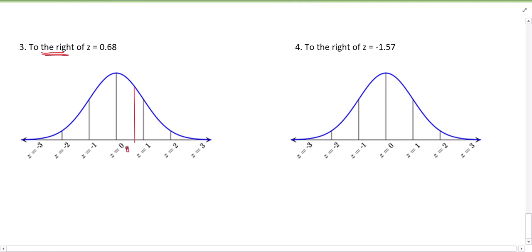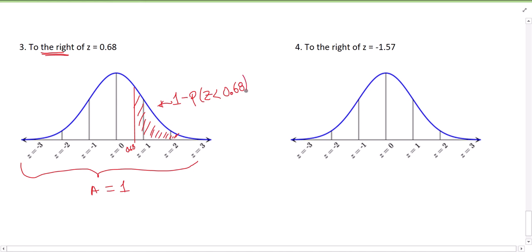So let's say 0.68 is over here. And so now we want the area to the right. Now this is where we're going to use the fact that the whole thing is equal to 1, right? So the area here, the whole thing is 1, and the z-score is giving us the area to the left. So that means that the area to the right is going to be 1 minus the probability that z is less than 0.68. Why is that? Because the z is always giving us the area to the left, and so we want to find the opposite side. So it's 1 minus whatever the area to the left is.